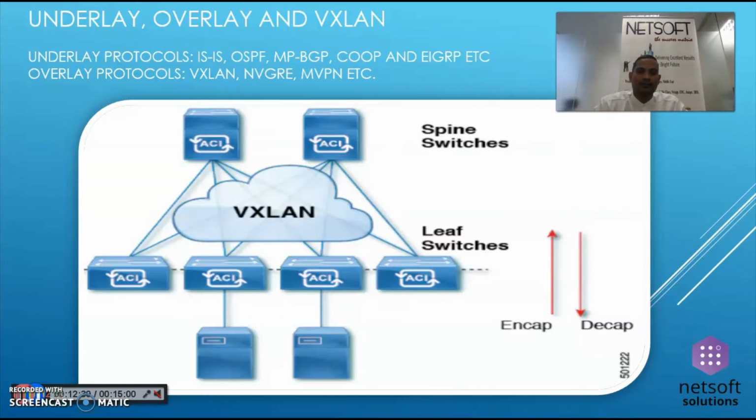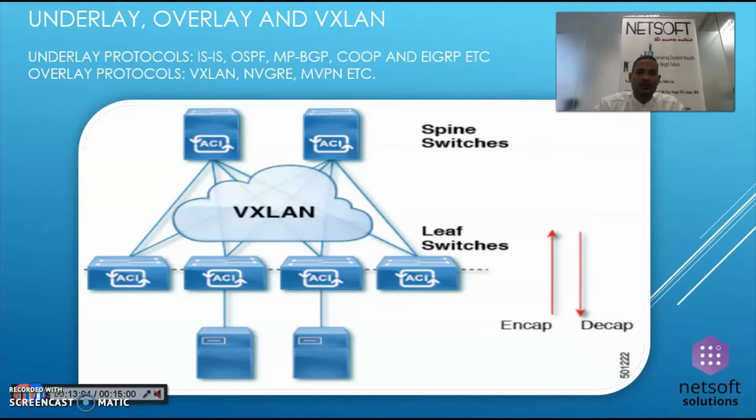Let's start with the underlay network, because before going to the overlay, you have to understand the underlay network. Underlay is where your physical connectivity matters, your L1 and L2 level of connectivity: how your leaf switches are communicating with your spine switches, which cables they are using, and which underlay protocols, such as the unicast protocols OSPF, MP-BGP, COOP, EIGRP, etc.